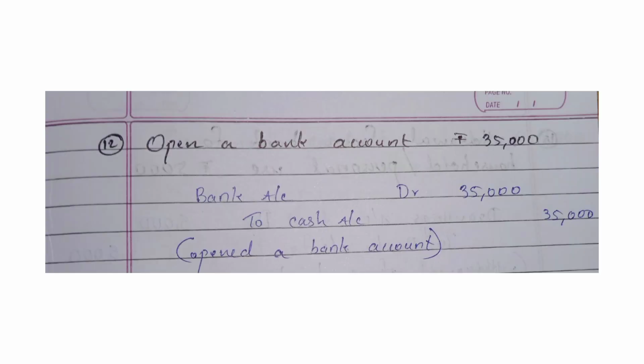Next one is open a bank account rupees 35,000. Here you need to understand that whenever there is a bank transaction involved or we are starting a bank account, there will be a bank account. Bank account will be debited and cash account will be credited. Here the amount in the bank is increasing and the amount we have in the business is decreasing. So bank account debtor to cash account. The amounts are written in the debit and credit columns. In the narration, we'll be writing opened a bank account.